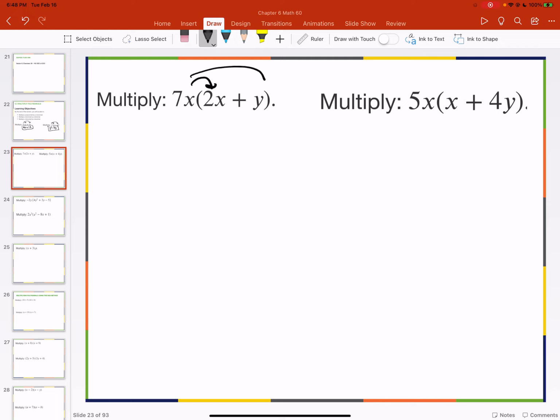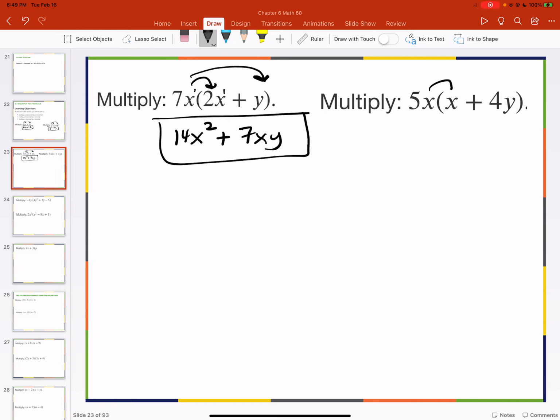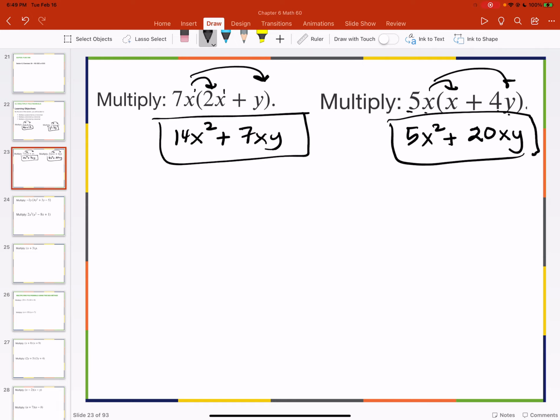So here, I'm going to multiply 7x times 2x plus y. So 7x times 2x is 14x squared, right? Because 1 plus 1 is 2. And then 7x times y is 7xy. That's it. Okay, let's go ahead and do this one. So 5x times x is just 5x squared, right? Plus, and then you have 20 because 5 times 4 is 20. And then x times y is just xy. All right. I have a couple more for you.